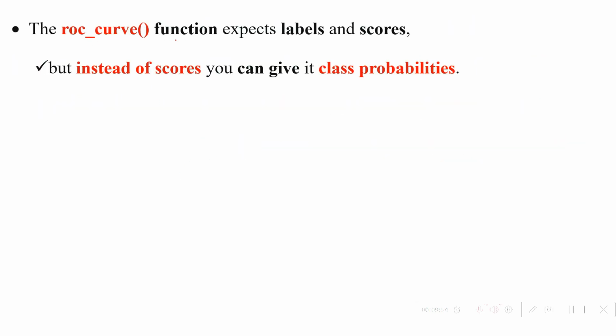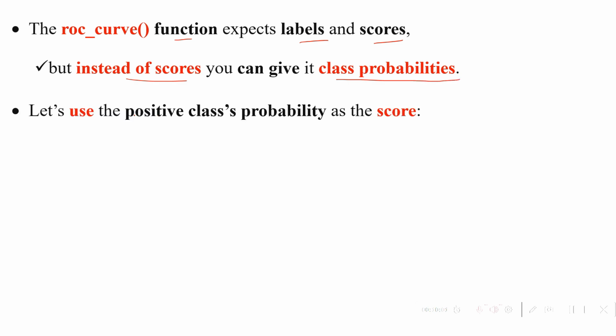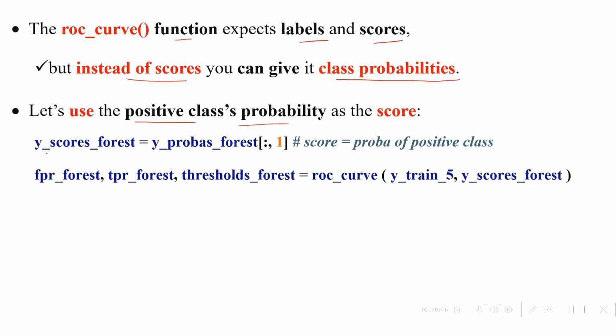The roc_curve function expects labels and scores, but instead of scores, you can give the class probabilities. So let us use the positive class probabilities as the score. y_scores_forest equals y_probas_forest of all the rows and the single column one. Then fpr_forest, tpr_forest, thresholds_forest equals roc_curve of y_train_5, y_scores_forest.